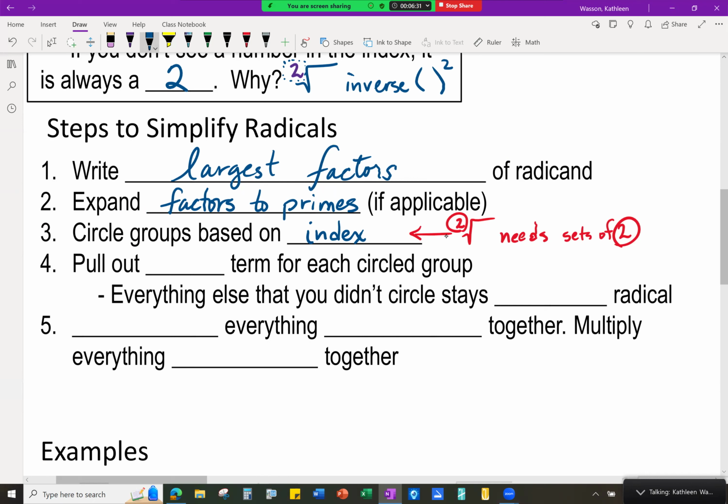Pull out one term for each circled group. Everything else that you didn't circle stays inside the radical. It stays under the radical. Multiply everything outside together. And multiply everything inside together.